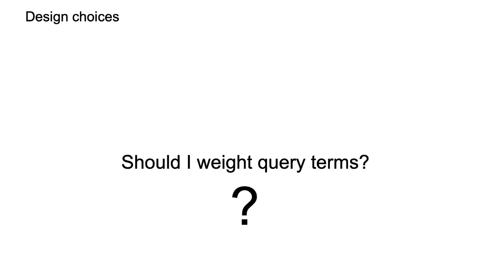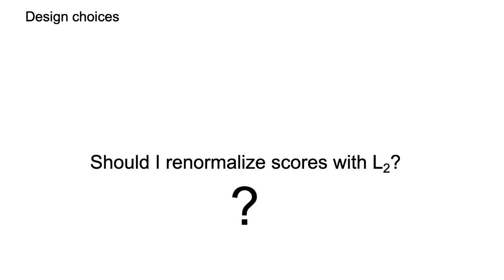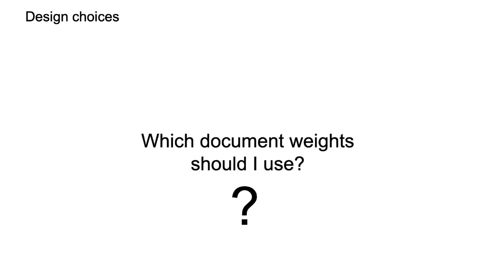Should I weigh the query terms? Like, do you care about the term frequency of the terms on the query side, right? On the document side you do, but on the query side, do you as well? So these are all open questions. Should you renormalize the scores with L2, meaning that you renormalize the vectors to 1? That's a lot of questions, actually. Which document weights should I use? And so on and so on.